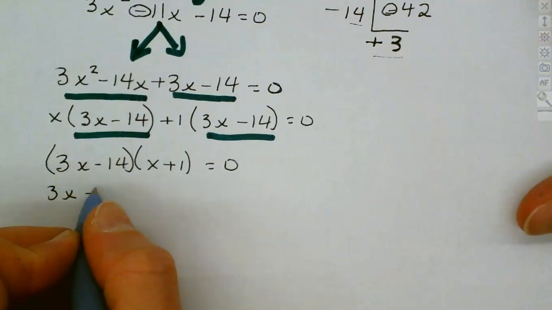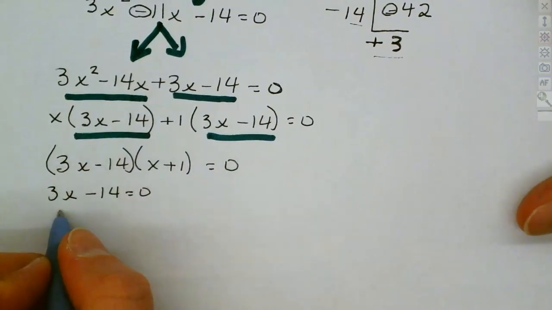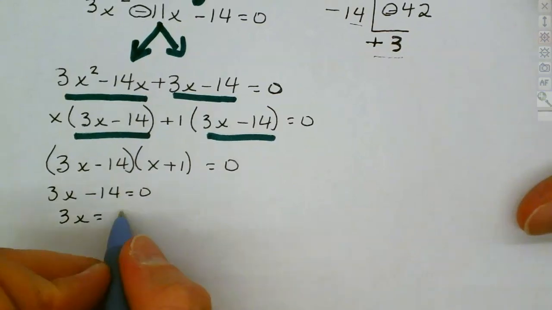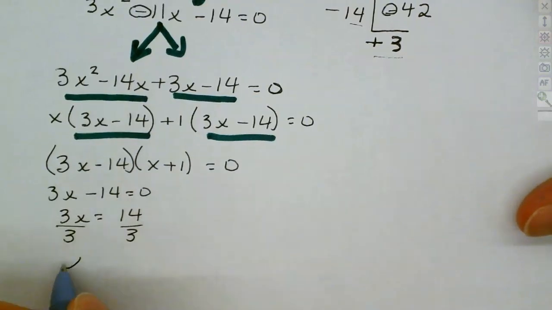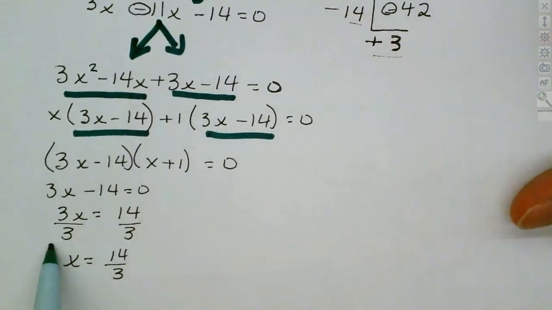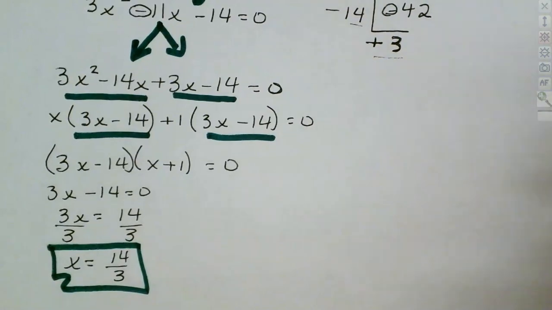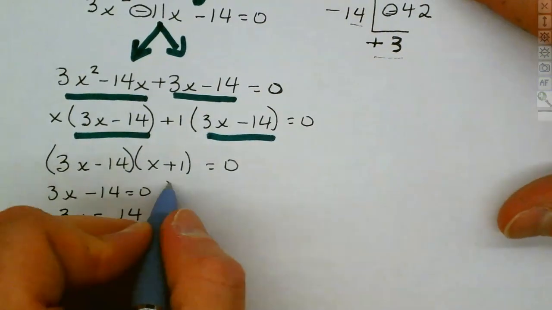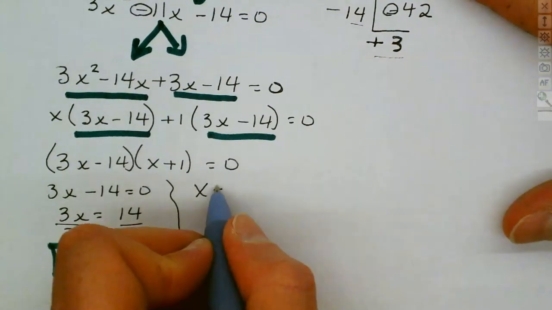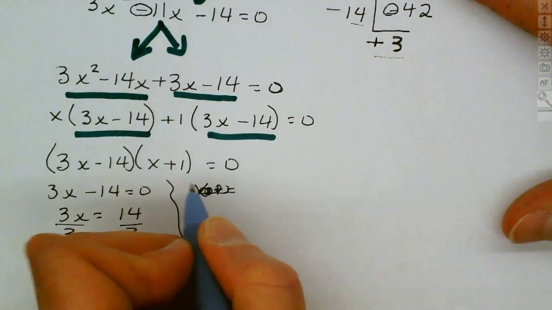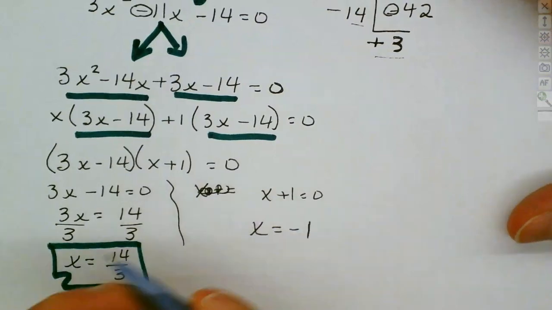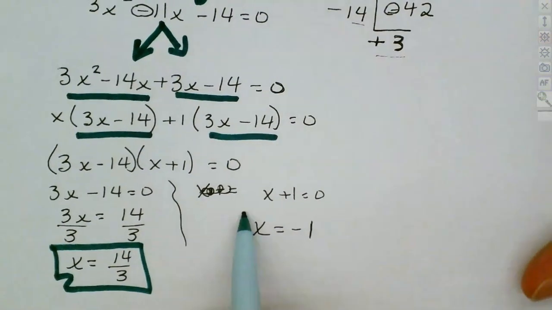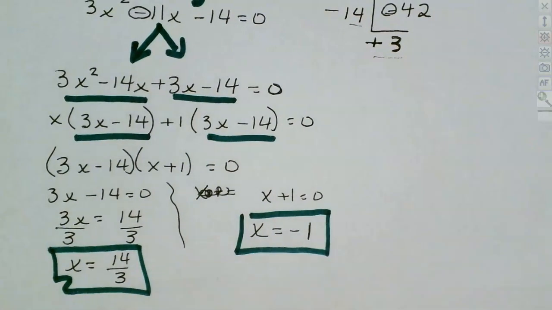So 3x minus 14 equals 0. So move that 14 over. So 3x equals a positive 14. We'll divide by our 3. And that leaves you now with x equaling 14 over what? 14 over 3. What about the other one? x plus 1 equals 0. I can write it out, right. So x plus 1 equals 0. So that leaves you then with, when you move it over, x equaling now what? x equals now negative.